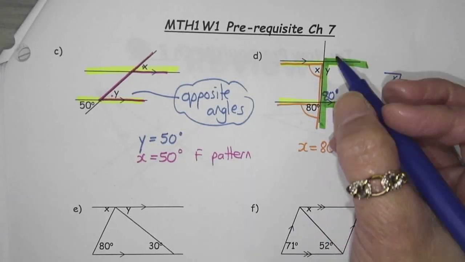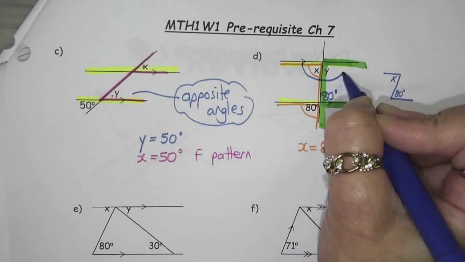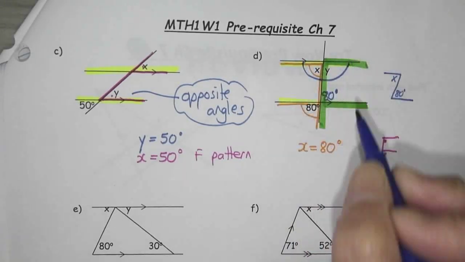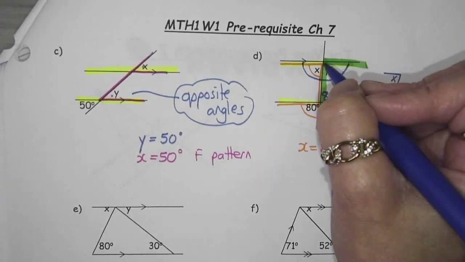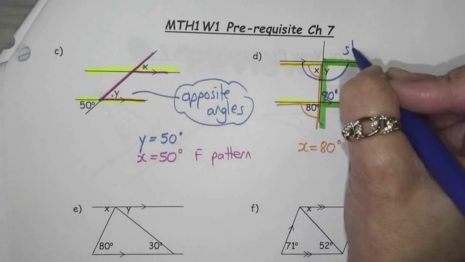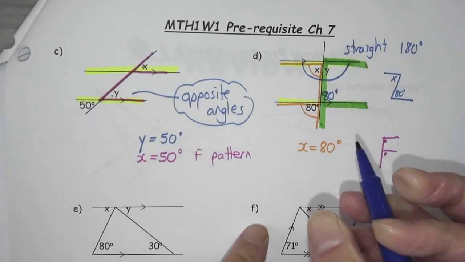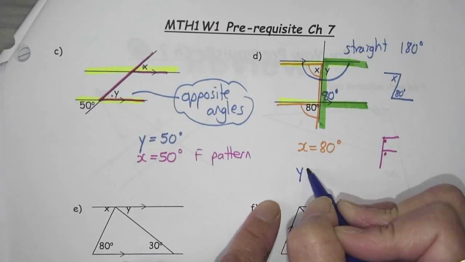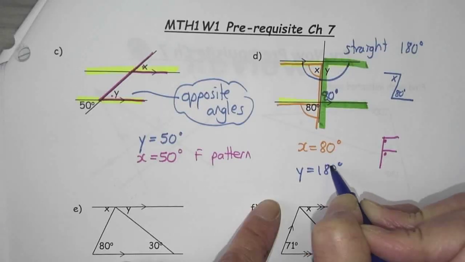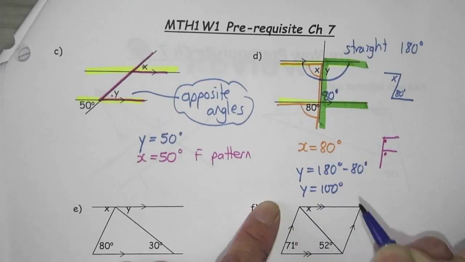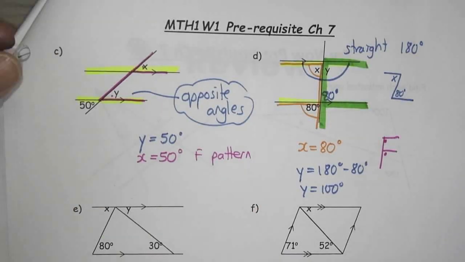So this one I use the F pattern. Over here you're going to have more than one way, but the one that I can see right now is that I know that it equals a straight angle. This is like the protractor, and it adds to 180. So that straight angle is 180. So that means that for Y, it's going to be 180 minus the 80. So Y will equal 100. So it's the rest of it.